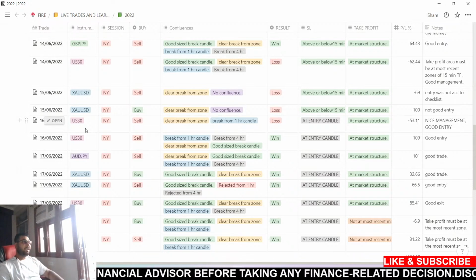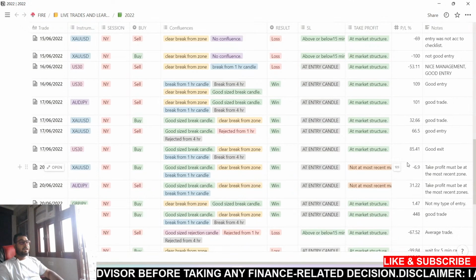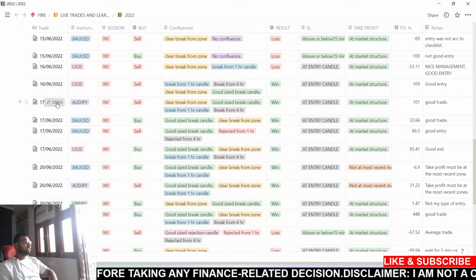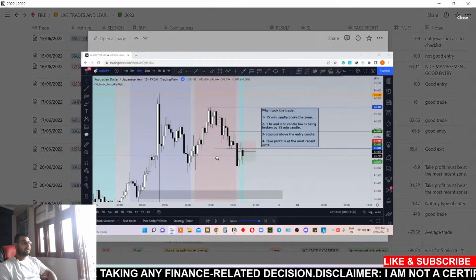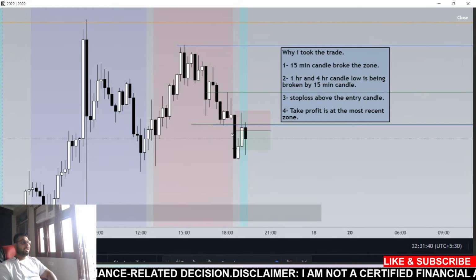And on Friday only, 16th, 17th was the Friday. On Friday only, I tried, if you look at this trade, on this trade I took entry just on the running candle. Just give me a second.